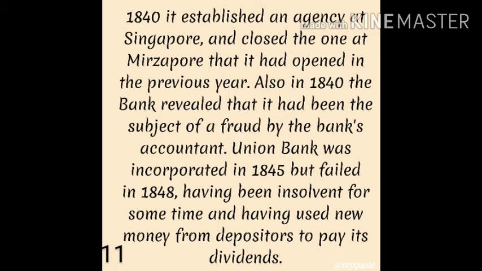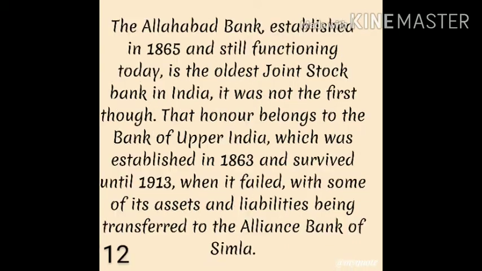Also in 1840, the bank revealed that it had been the subject of fraud by the bank's accountant. Union Bank was incorporated in 1845 but failed in 1848, having been insolvent for some time and having used new money from depositors to pay its dividend.